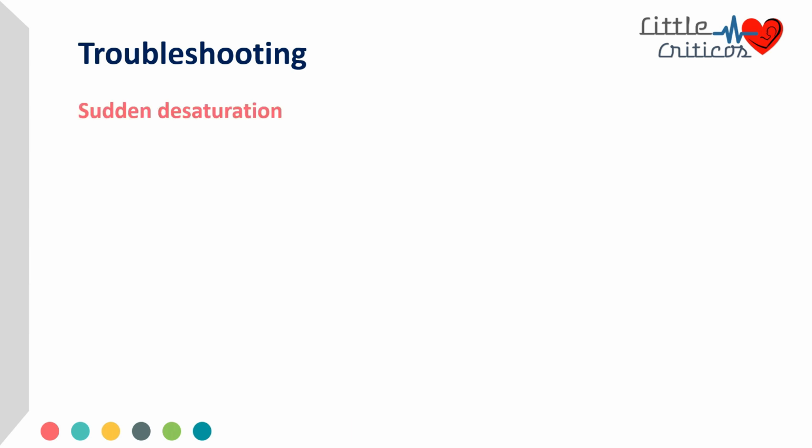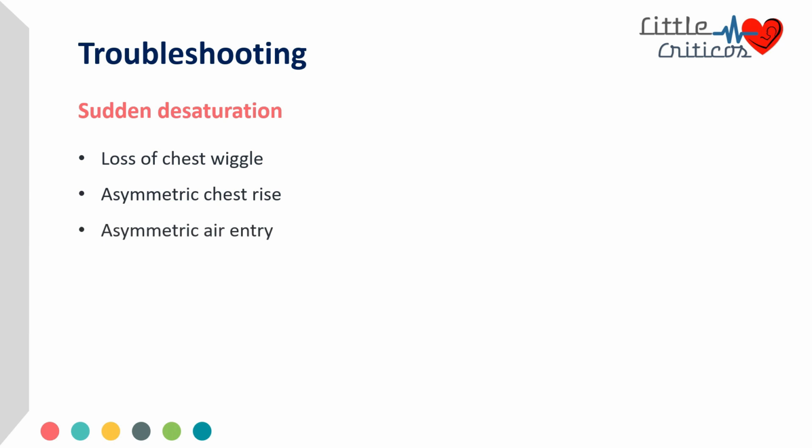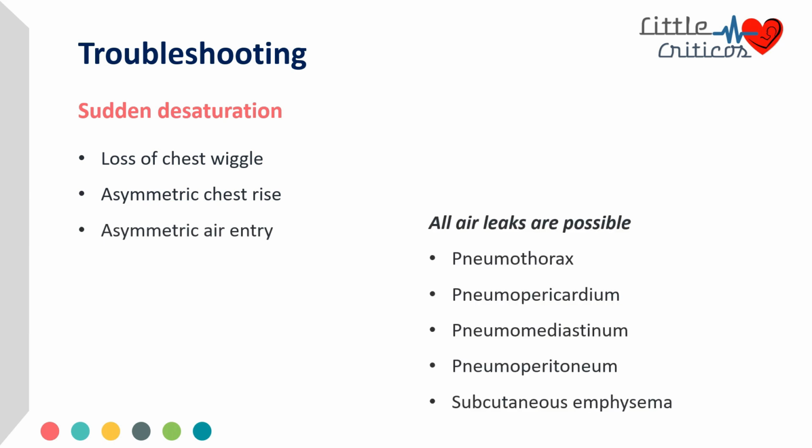On HFOV, if there is sudden desaturation with loss of chest wiggle, one needs to consider displacement, obstruction, and equipment failure in addition to pneumothorax. Air leaks are common, and especially if the patient has asymmetric chest rise or asymmetric air entry, we need to consider air leak.